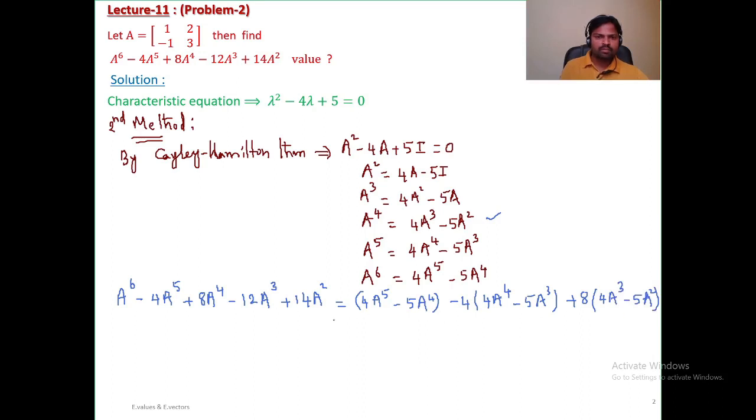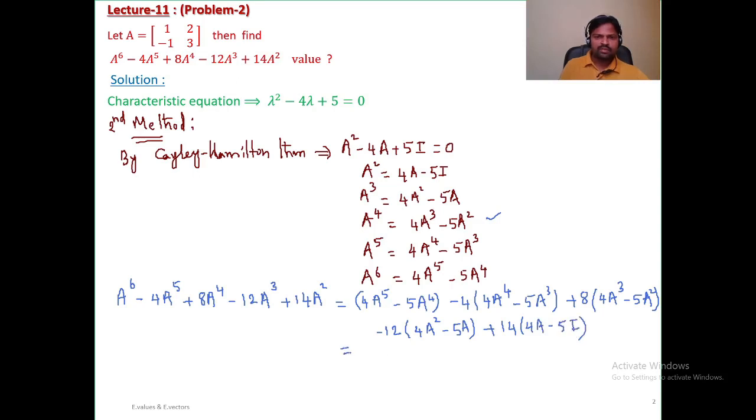Next one, minus 12A power 3. What is the A power 3 value? 4 times A power 2 minus 5 times A. Next, plus 14 A square. What is A square? The A square value is 4 times A minus 5 times the identity matrix.